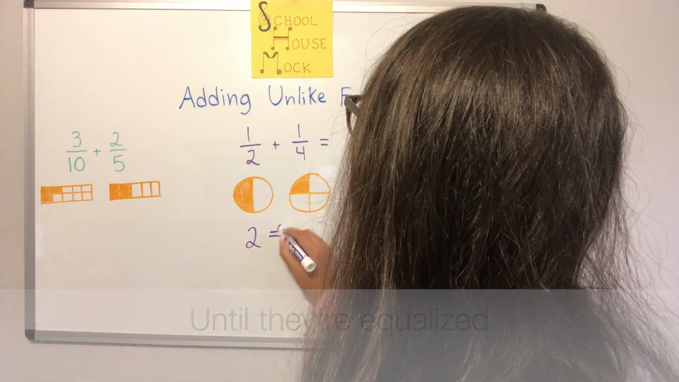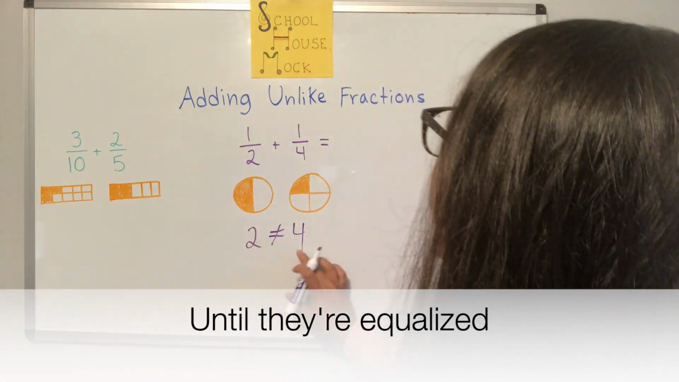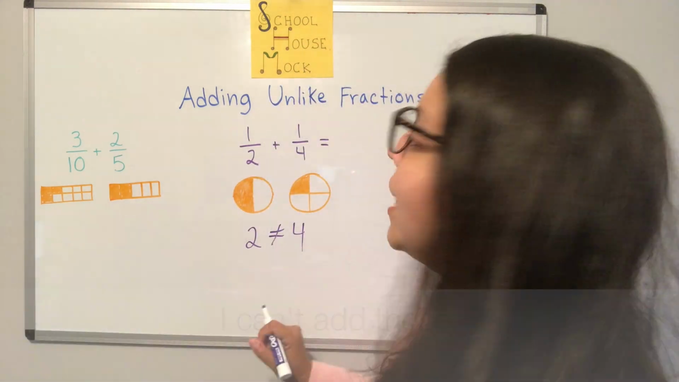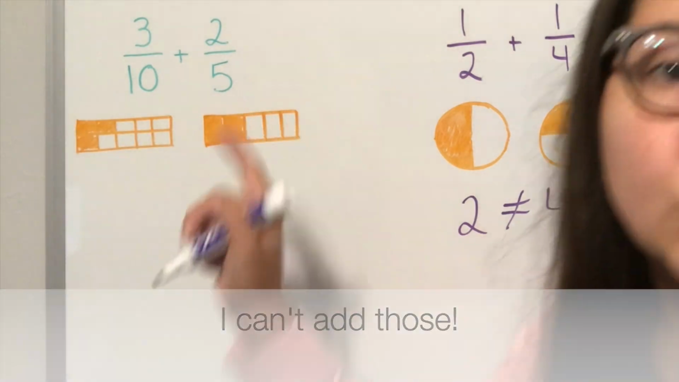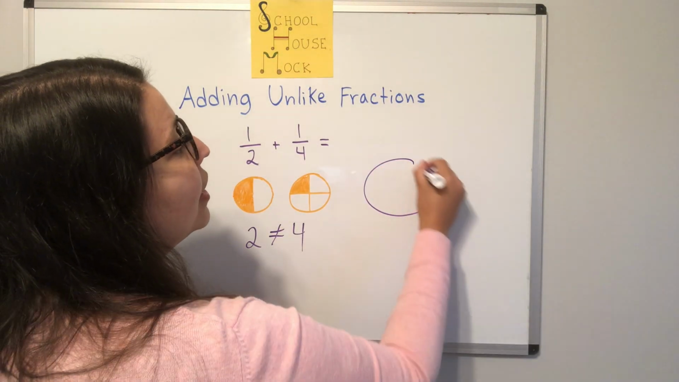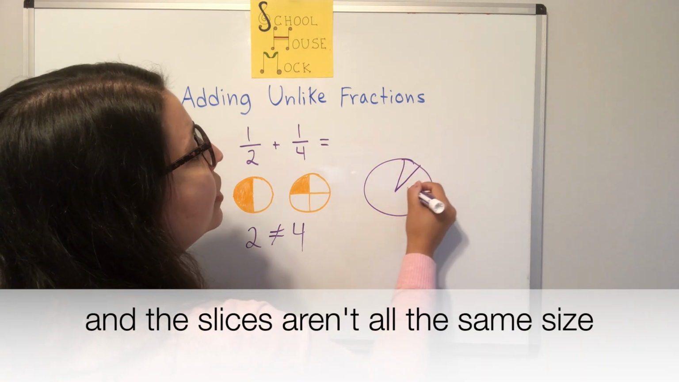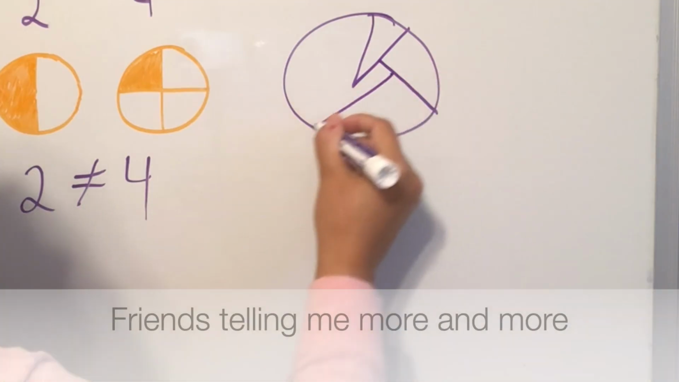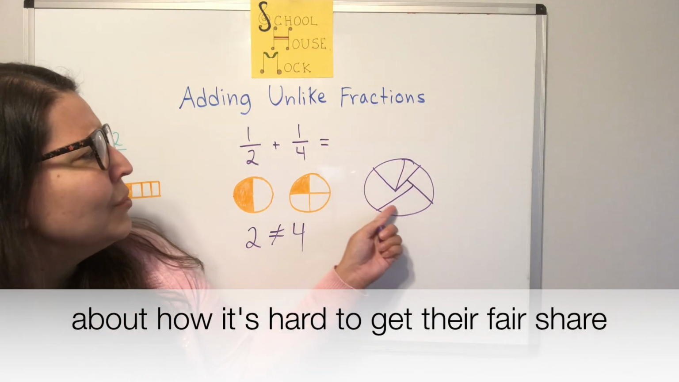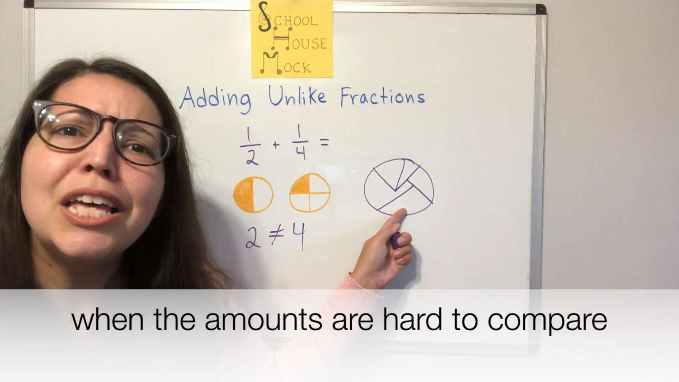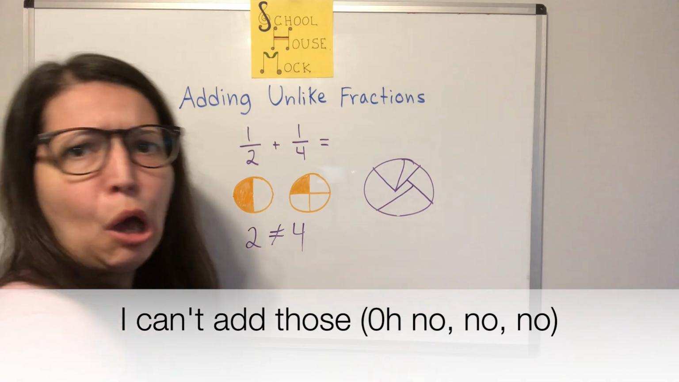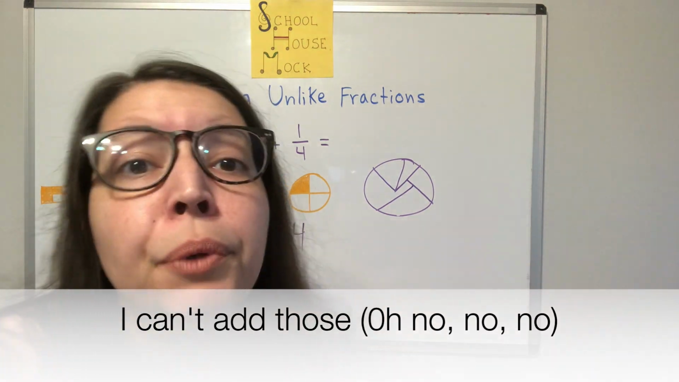I can't add those when the sizes aren't the same until they're equalized. When I cut pieces of pie and the slices are all the same size, friends tell me more and more how hard it is to get their fair share when the amounts are hard to compare. I can't add those.